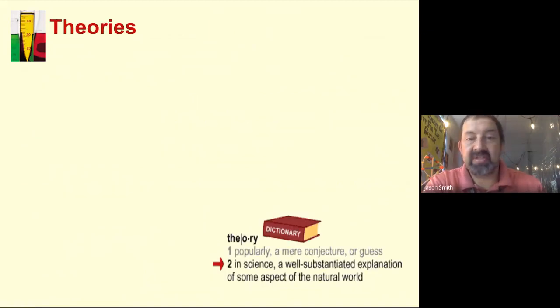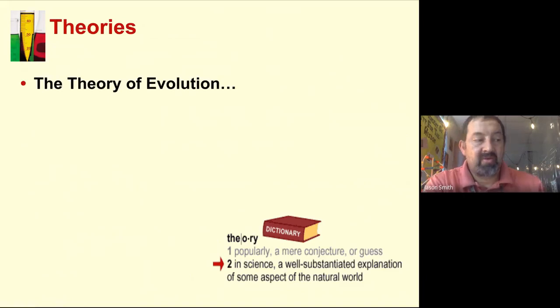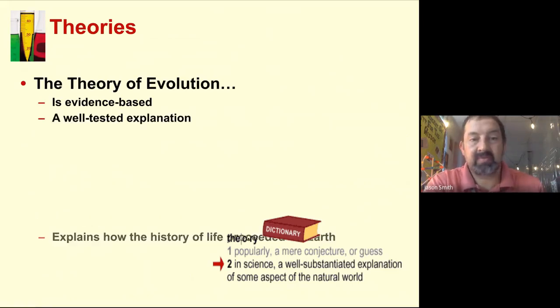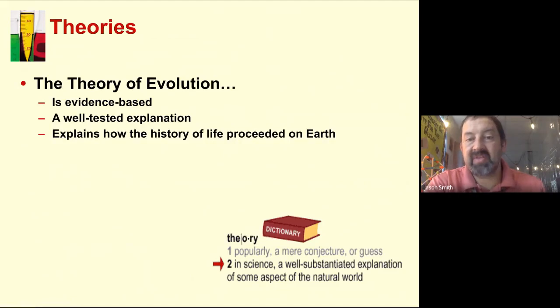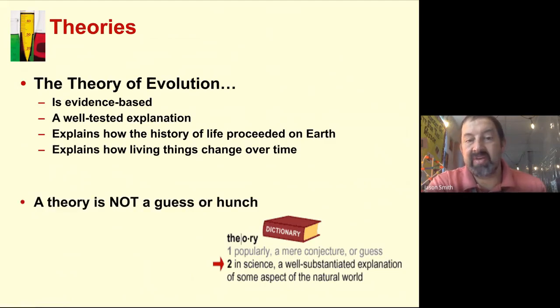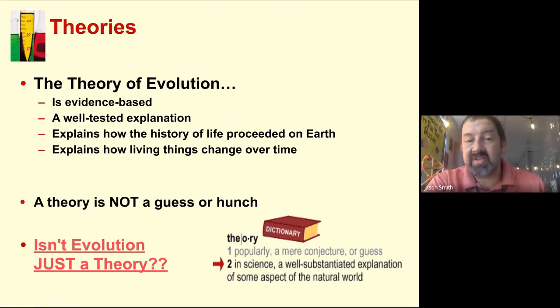So what else do we know? The theory of evolution. The theory of evolution is evidence-based. It's a well-tested explanation. It explains how the history of life proceeded on Earth. And it explains how living things have changed over time. A theory is not a guess or a hunch. We have actual proof that something has happened, something has changed, something has gotten better, or maybe worse, depending on it. Isn't theory just an evolution?